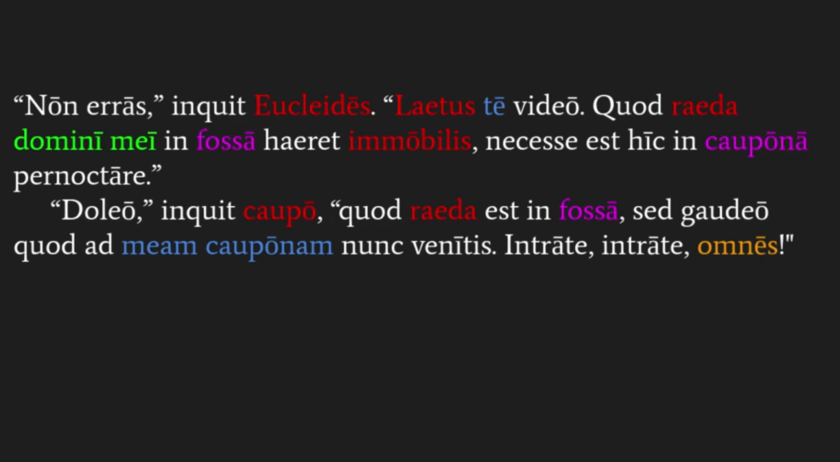Intrate omnes. Intrate is the plural positive imperative. So the TE gives it away as being a plural imperative, and he's telling them to do something. Intrare means to enter, so intrate means enter, right? It's a command. He's saying all of you, omnes, right? Enter everyone. So he's commanding everyone to come in.